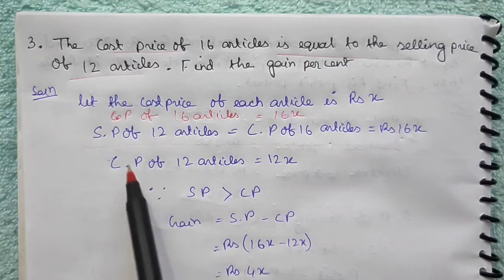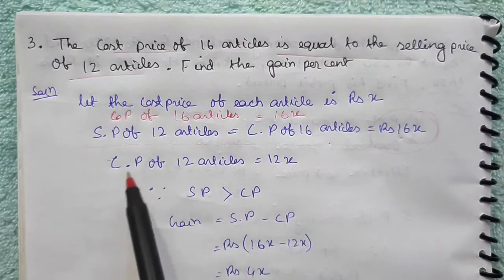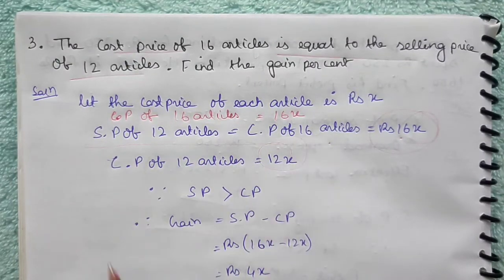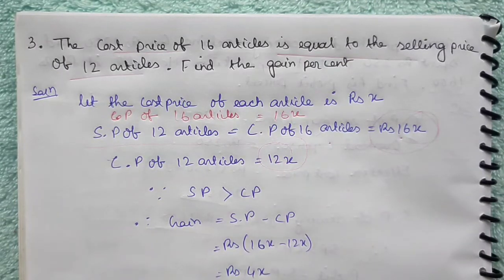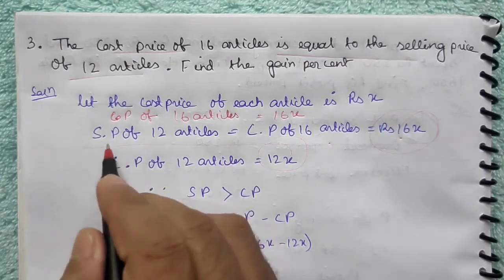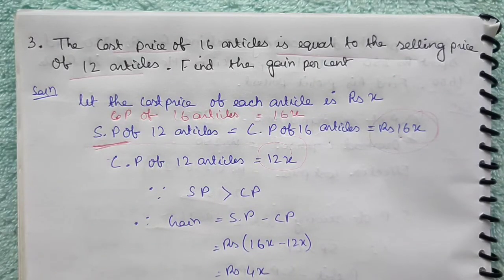So now look here, SP of 12 articles is rupees 16x, and cost price of 12 articles is 12x. After this clear? Okay. So which one is greater, 16x or 12x? 16x is greater, isn't it? Now 16x is the selling price. As I have told you earlier, if the selling price is greater than the cost price, then in the transaction there was a gain. The transaction was a profit one, isn't it?